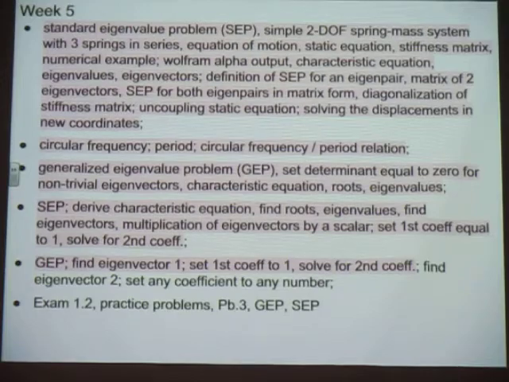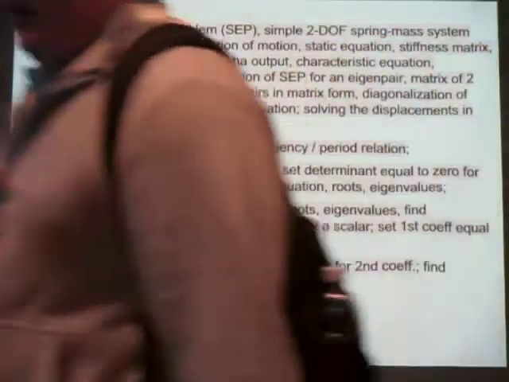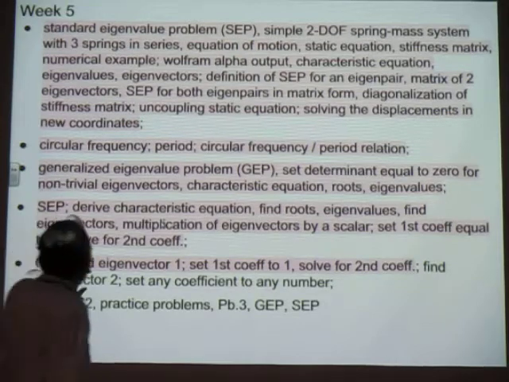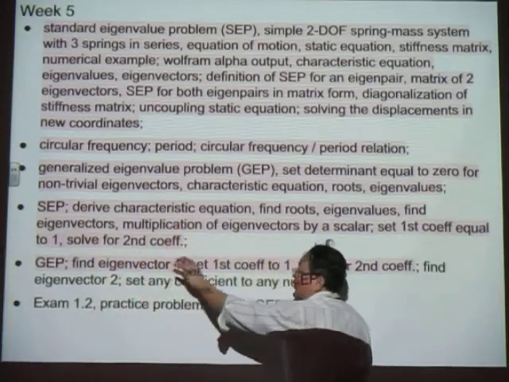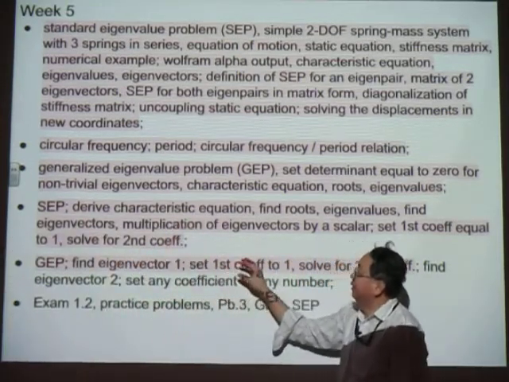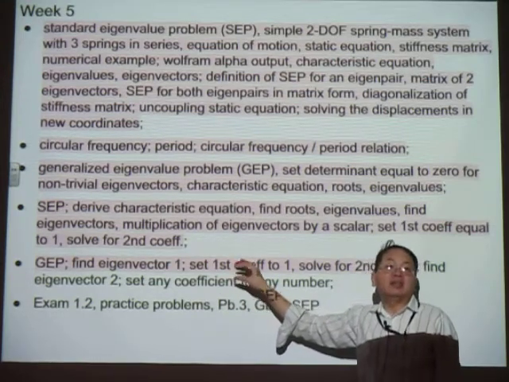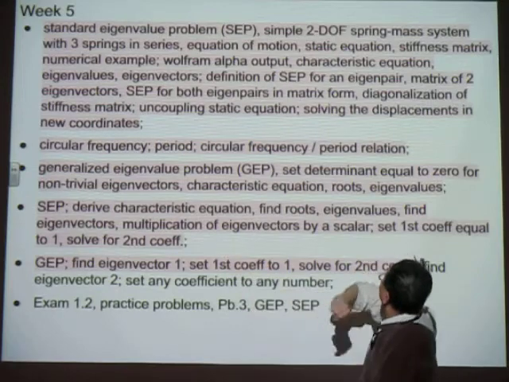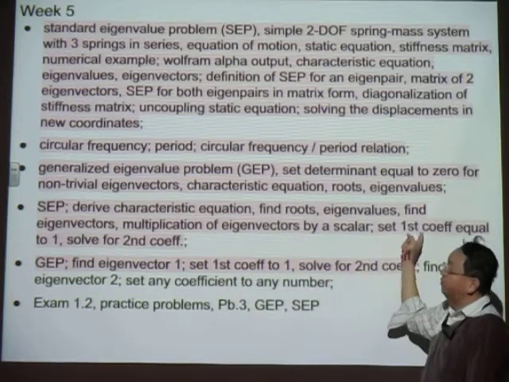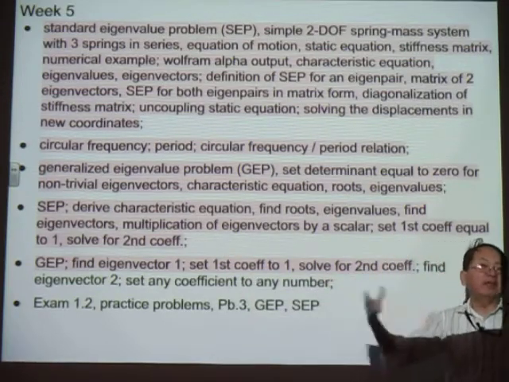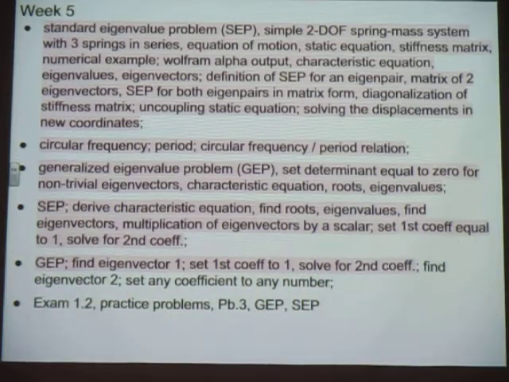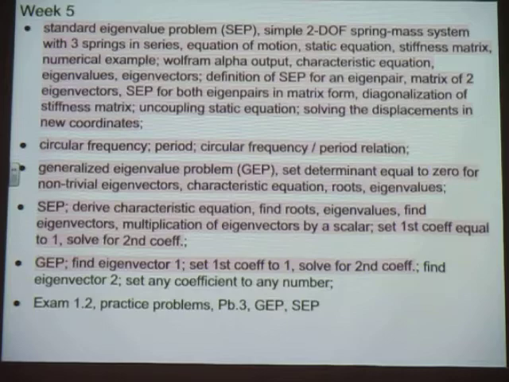Okay, so last time I applied what you have learned for the standard eigenvalue problem to solve for the eigenvectors of the generalized eigenvalue problem. And the method is the same, right? The method is to set the first coefficient to 1 and then find the second coefficient. So we do the same for the generalized eigenvalue problem.